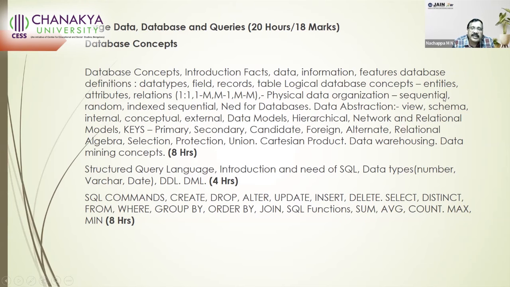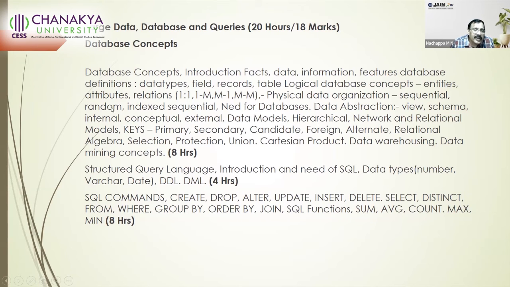Sequential, you all know, is if I'm organizing the data in alphabetical order. So your names in your class are arranged in alphabetical order, then we call it sequential. If they're not arranged in alphabetical order, if they're arranged in the order of admission, then it becomes random. As the student comes, we add them into the database.